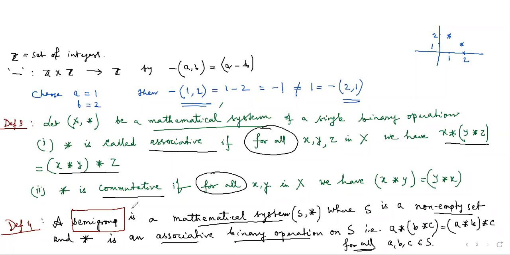So in a group, the structure actually satisfied 4 properties. A semi-group is a smaller structure. It's also a mathematical system, a smaller mathematical system which only satisfies one single property, that associativity is satisfied. And there are structures like this where the thing is only associative. Examples of semi-groups are there.